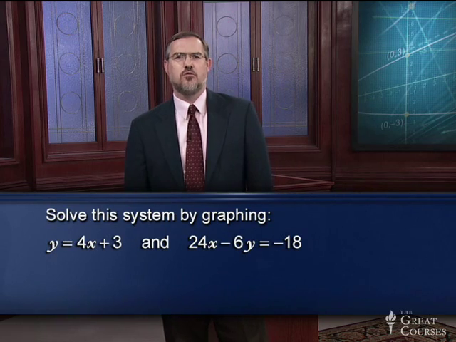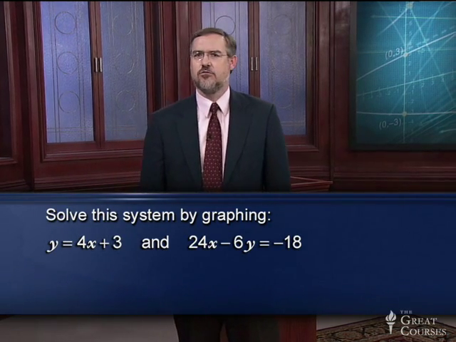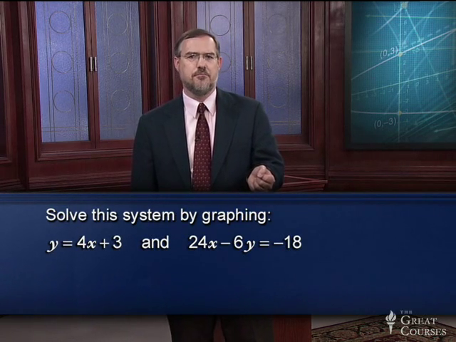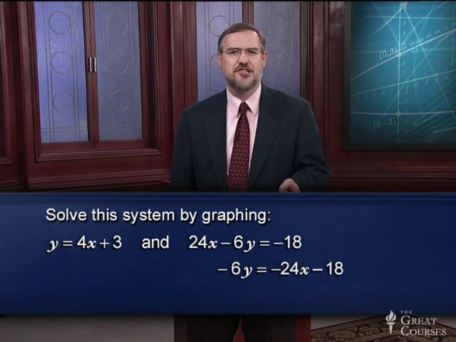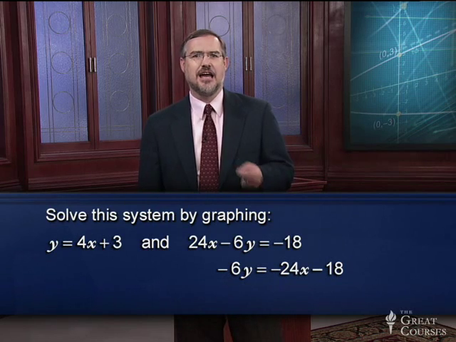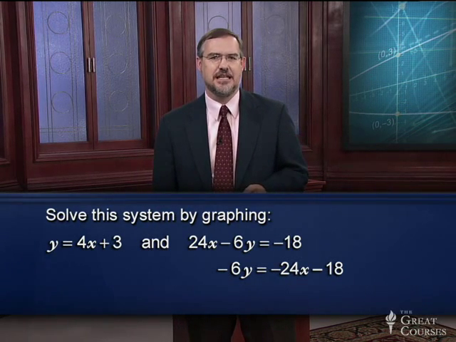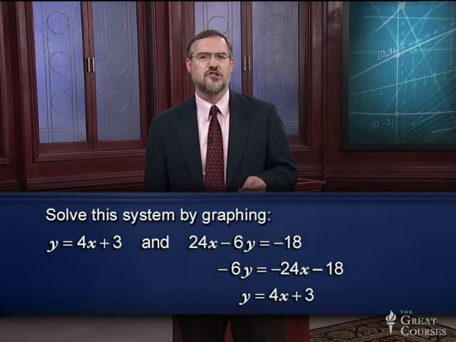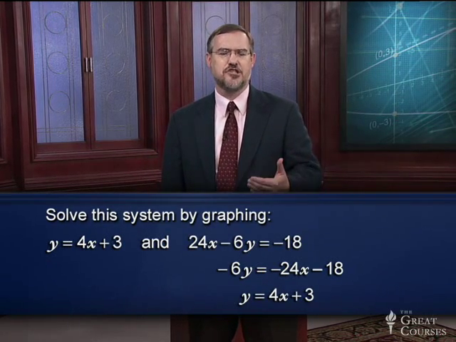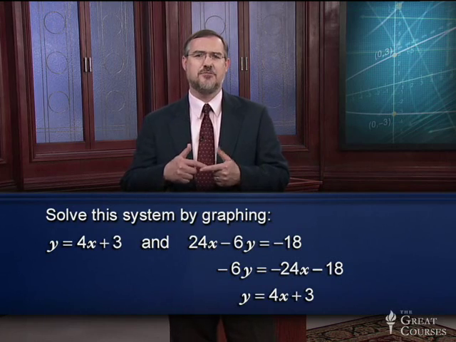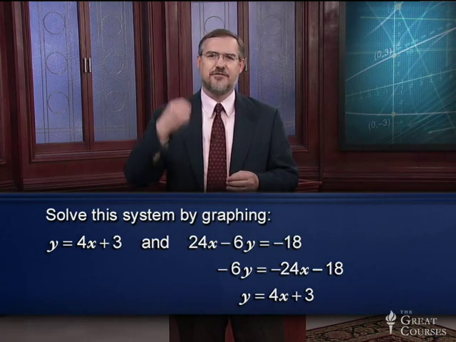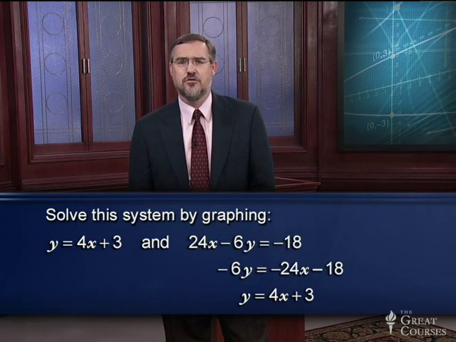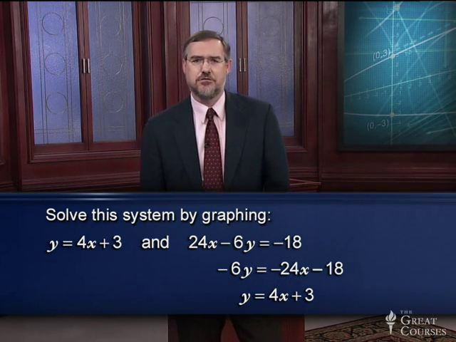So we started with 24x minus 6y equals negative 18. Subtracting the 24x on both sides gives me negative 6y equals negative 24x minus 18. And now if you divide by negative 6, you get y equals positive 4x plus 3. Remember, when you divide both sides by negative 6, a negative divided by a negative gives you a positive. So the equation here is equivalent to y equals 4x plus 3.